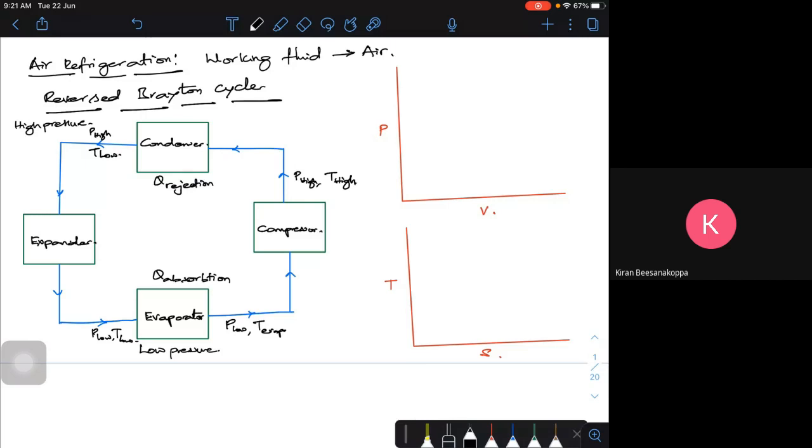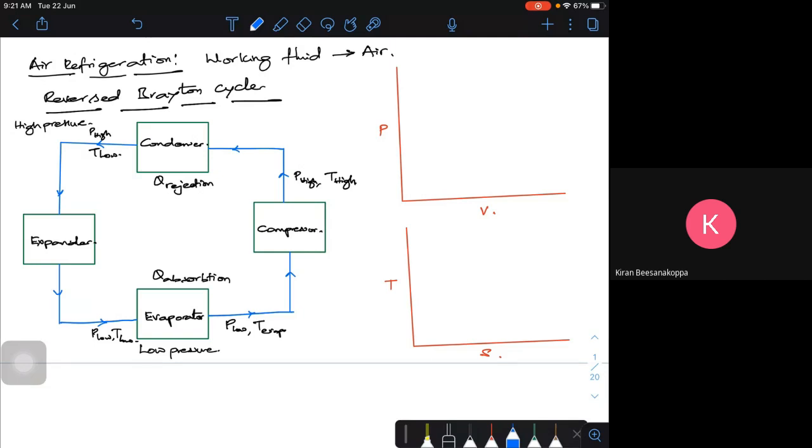Now let's try to put it on the PV diagram. If I try to put it on a PV diagram, it is something like this. So you have the heat absorption. Okay, heat absorption is taking place. See, heat absorption, this is how it is. Then you have heat absorption. See, your process is to go like this.